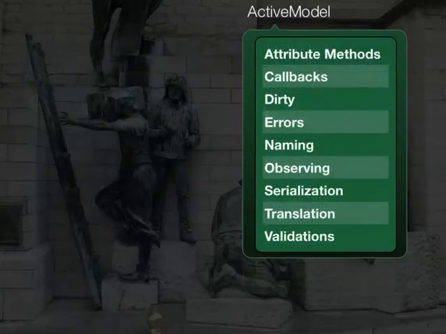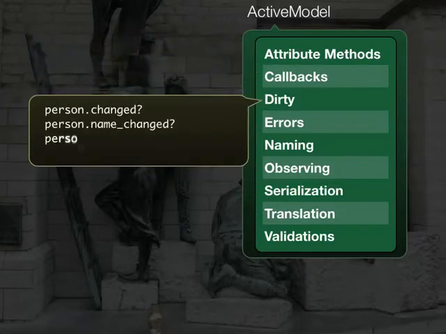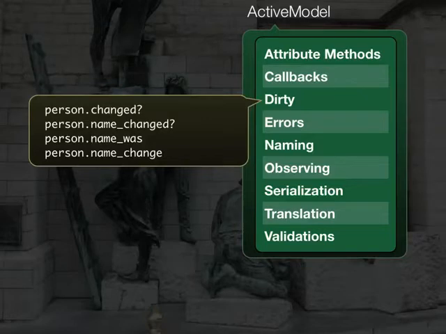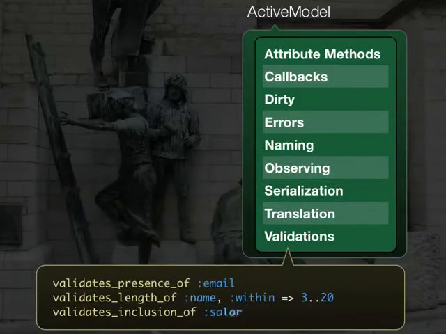Some examples of the functionality these can give you are your callbacks. So when you want a before create, before save, you can implement just the callback module to get that functionality. If you want to do dirty attributes and figure out what attributes on your object have been changed, you can do that with that component. There's also serialization. If you want your object to be able to export to JSON or XML, you can do that with the serialization module. And of course, the most useful, validations. So you can have a plain old object that has validations just like you would in your normal active record models.